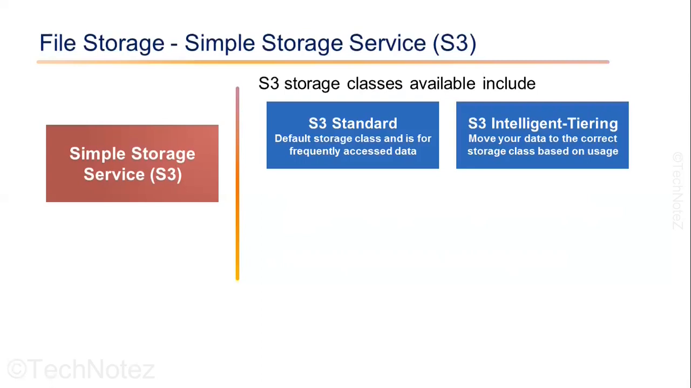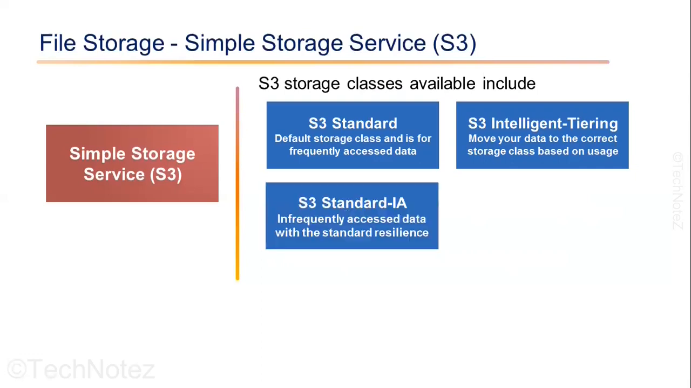And this is the special storage class that will allow you to move your data to the correct storage class based on usage. Then we have S3 Standard Infrequent Access. If you have data that is not frequently accessed, you can get a lower cost by utilizing this particular storage class. It still has the standard resiliency because it leverages multiple availability zones.